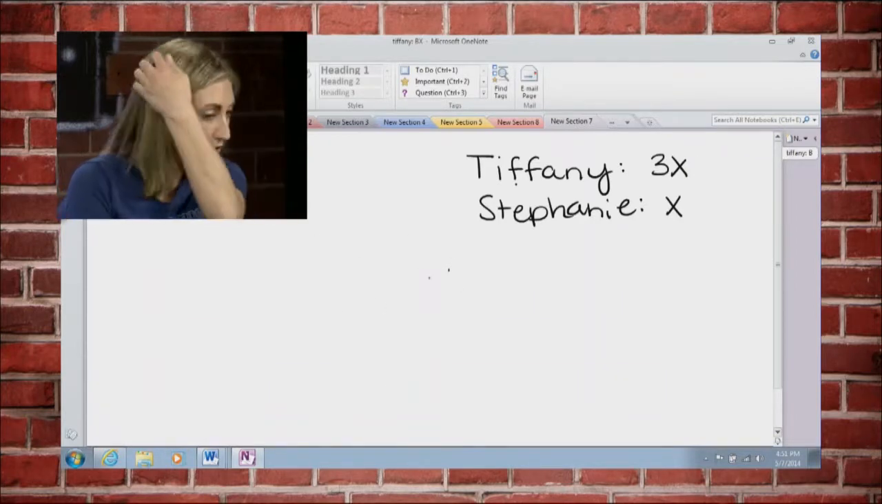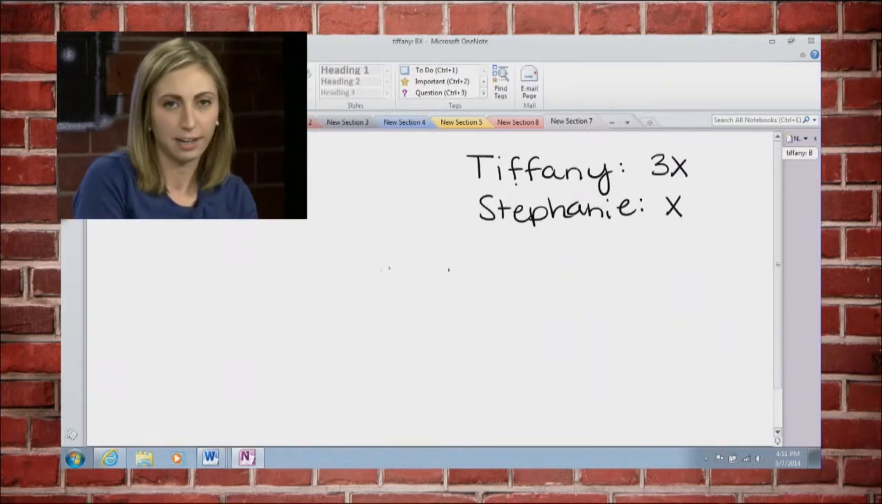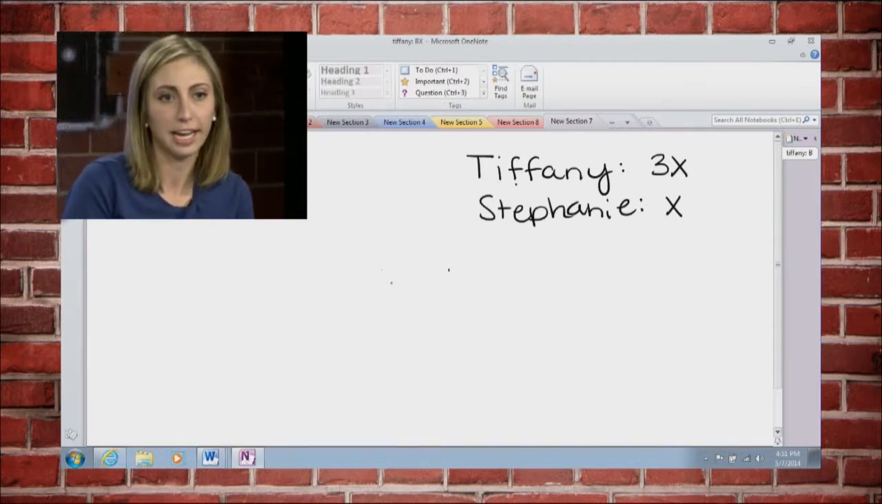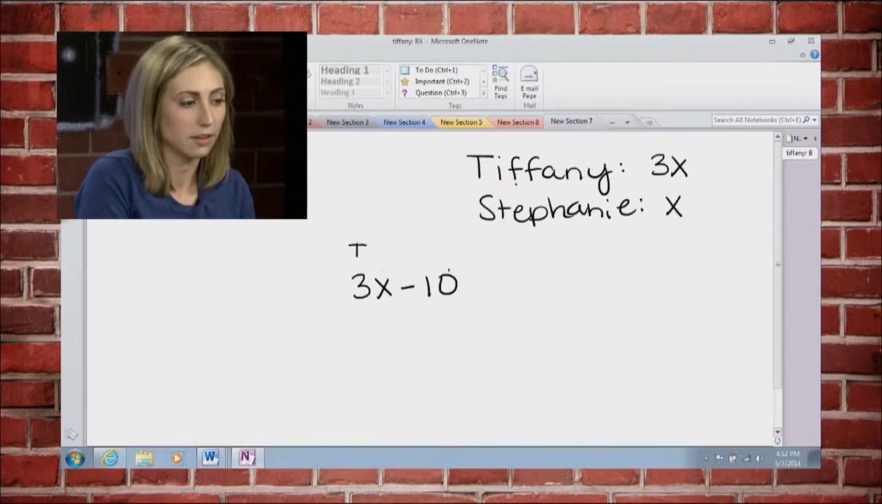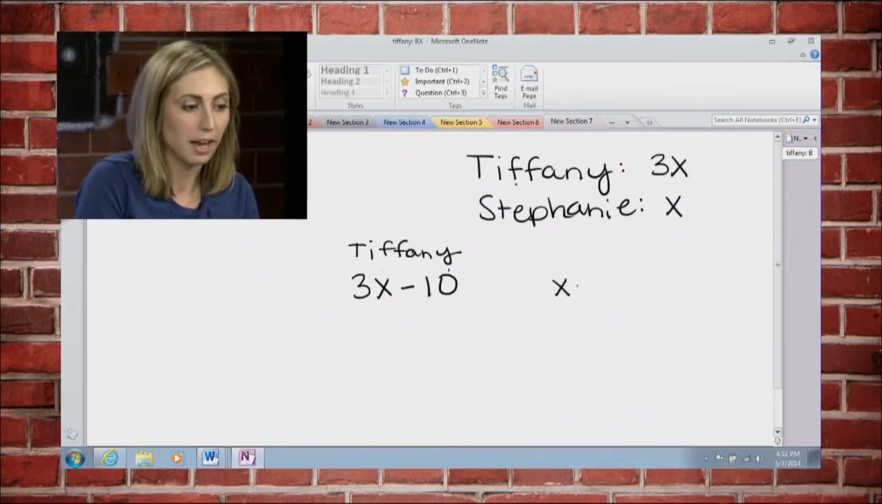Now, 10 years ago, Tiffany was 5 times as old as Stephanie, so we're going to use that information to write an equation. To find out how old you were 10 years ago, you would have to take 10 years away from your age. So Tiffany 10 years ago is 3x minus 10. And Stephanie 10 years ago would have been x minus 10.